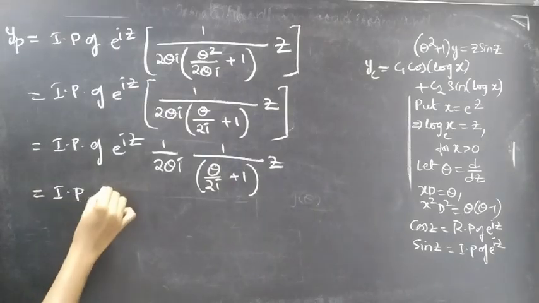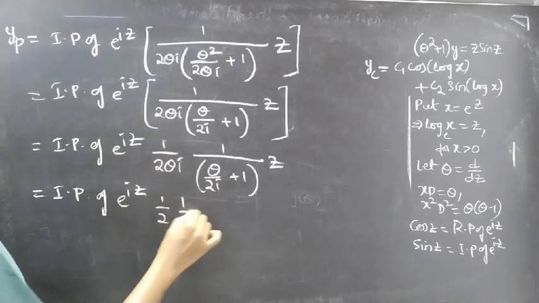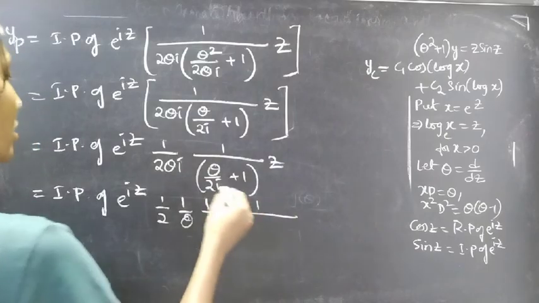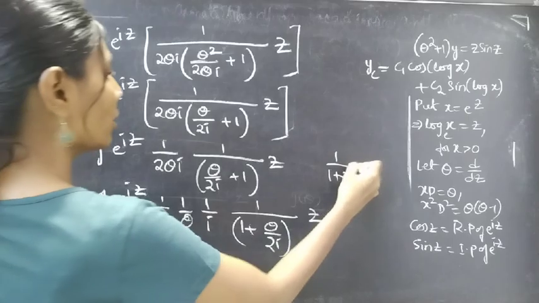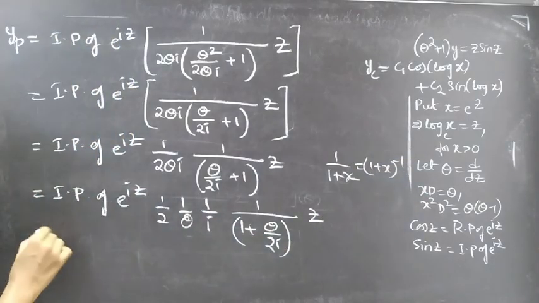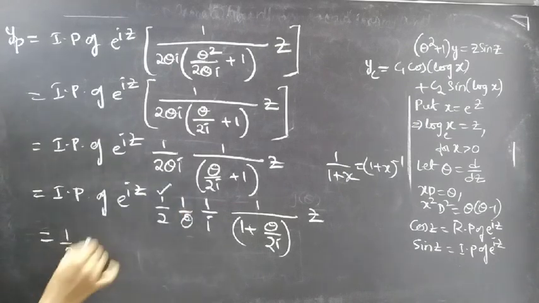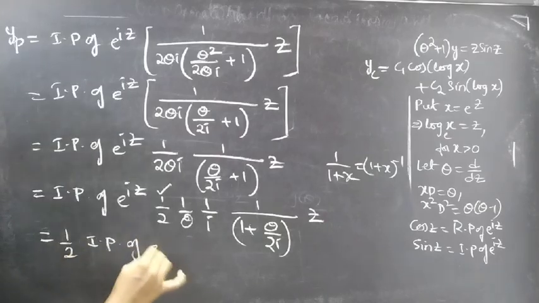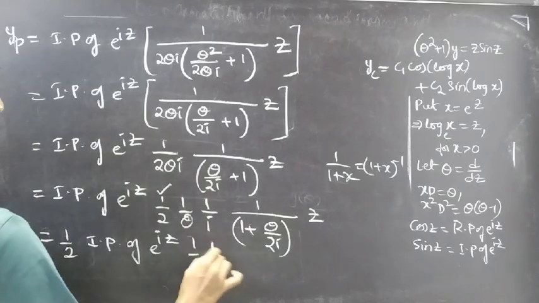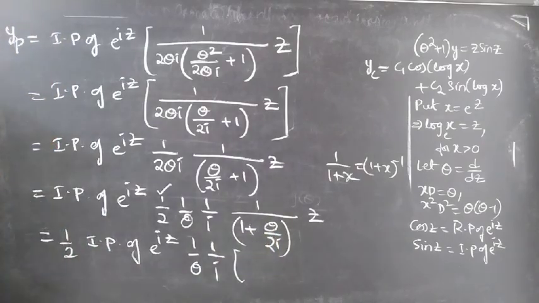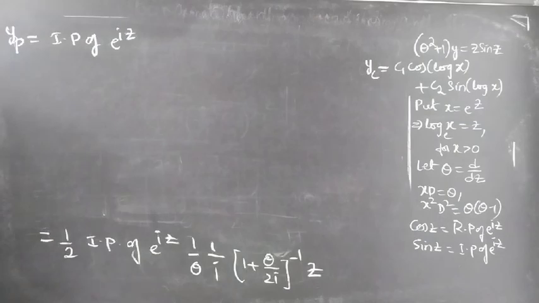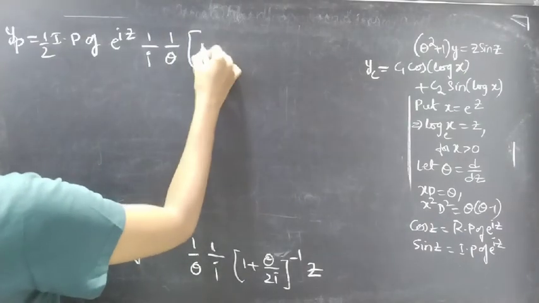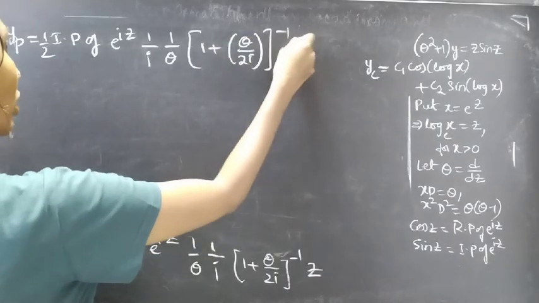This is equal to imaginary part of e power iz into, now I'll split this as 1 by 2 into 1 by D into 1 by i into 1 by, I'll write this as 1 plus D by 2i for my convenience, because it looks like 1 by 1 plus x, so that we can write it as (1 plus x) whole inverse. Here 1 by 2 is constant, so I'll take it towards left. I'll get 1 by 2 into imaginary part of e power iz into 1 by D into 1 by i into, just write this fraction as (1 plus D by 2i) whole inverse into z. Now yp becomes 1 by 2 into imaginary part of e power iz into 1 by i into 1 by D into (1 plus D by 2i) whole inverse into z.